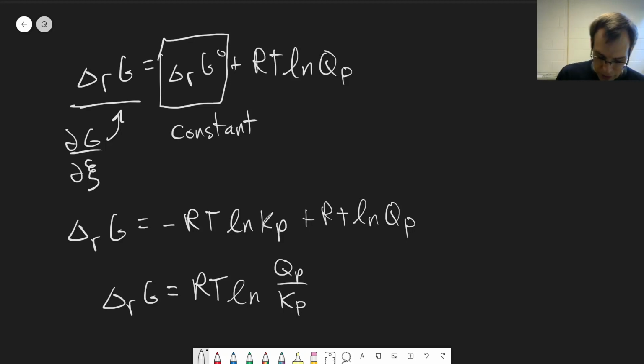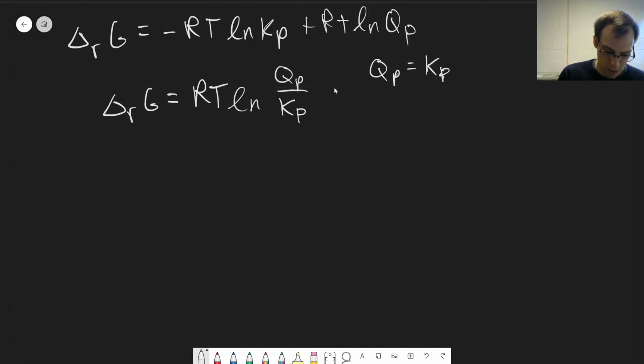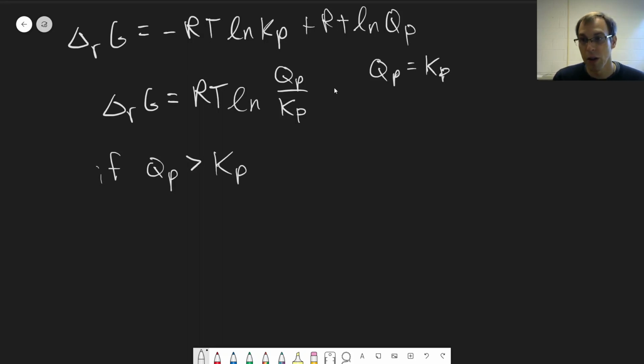So a reaction quotient divided by our equilibrium constant. Now, one thing that should be pretty obvious, if Qp is equal to Kp, then this term goes to 0 and delta G is equal to 0 and we're at equilibrium. And that's sort of our definition of the equilibrium constant, is that it's Q at equilibrium. So that makes sense. But what I'd like you to do is pause the video and think about this. If Qp is greater than Kp, so if the reaction quotient is greater than the equilibrium constant, which direction will the reaction go? Pause the video and answer that question.